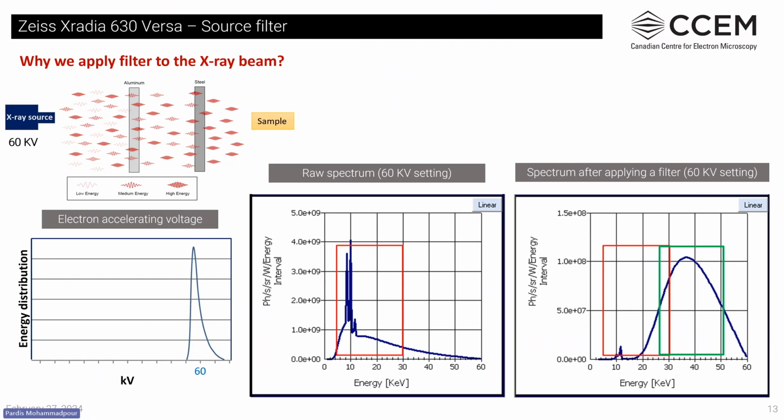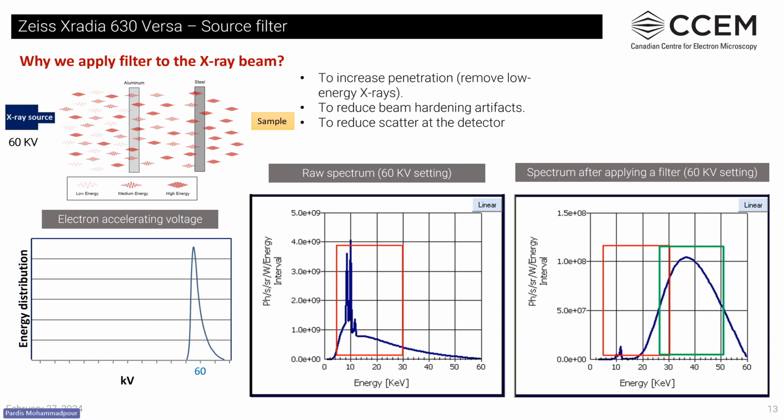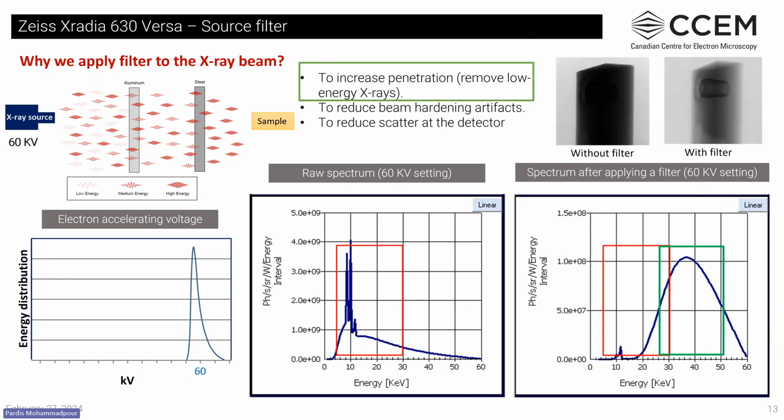We generally apply a filter to increase the penetration or remove low energy X-rays, especially when we do high energy scanning and we need a more uniform high energy beam. You see in this example that the image brightness has improved significantly after applying the filter.